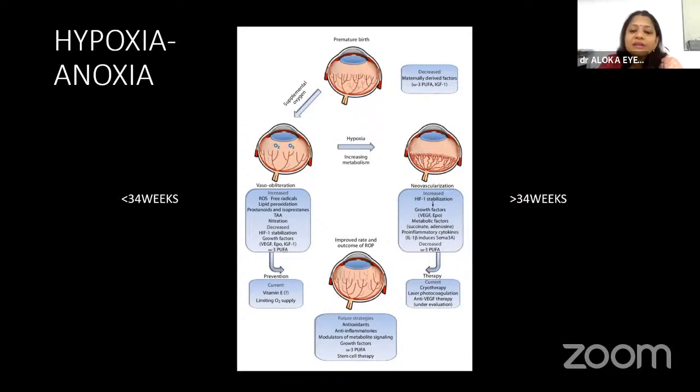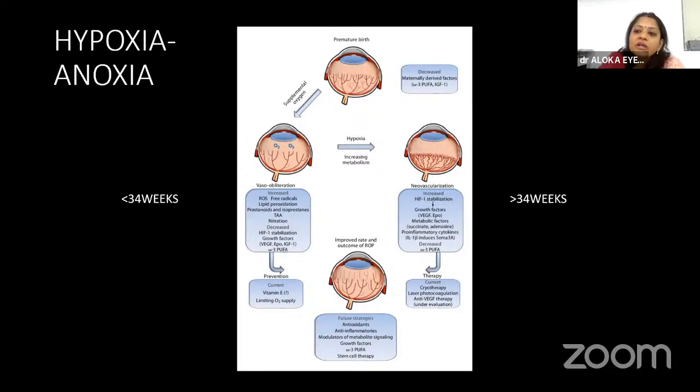Now, new vessels anywhere in our body are very, very sensitive, very friable, and therefore they cause leakage, bleeding, and even fibrovascular proliferation, causing tractional retinal detachment, which means pull on the back of the retina and permanent vision problems. Typically in the vaso-obliteration phase, there is an increase of oxidative damage products. So free radicals increase, peroxidation increases, and you have a decrease in VEGF. So there is a drop in VEGF because you don't require new vessels.